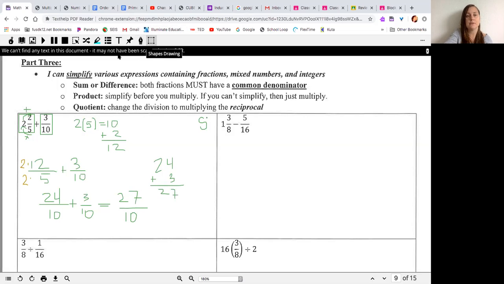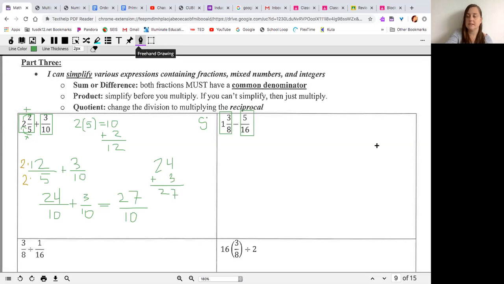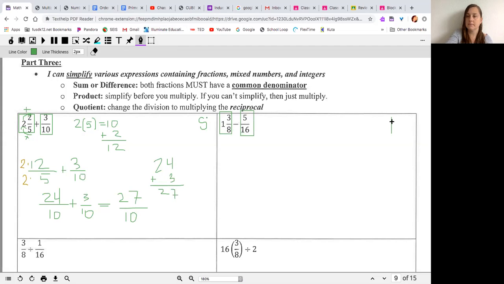Next problem, I want to box my terms. Adding a mixed number with a fraction. Well, not adding. Subtracting a mixed number from a proper fraction. Proper fraction is when the numerator is smaller than the denominator. Put a D over here because it's a difference. Again, timesing and then adding.